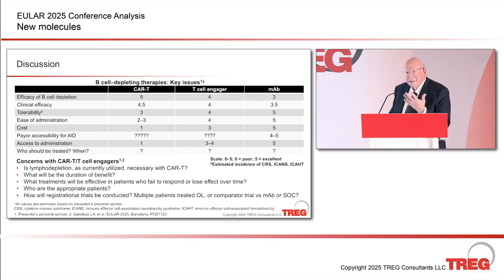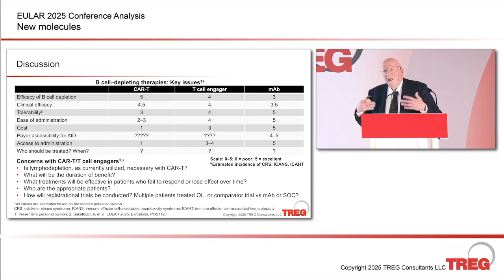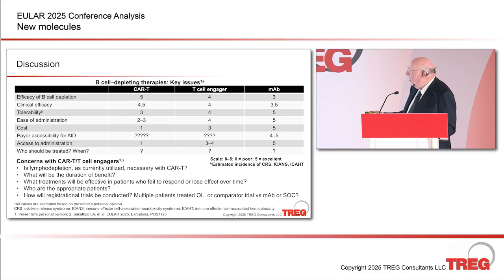Tolerability, to me, that's the CRS, it's the ICANS. CAR-T is a little bit more problematic than a T-cell engager, which is a little bit more problematic than a monoclonal antibody. In terms of ease of administration, how do you have to do apheresis? Is it off the shelf? The whole mechanics. CAR-T is very complicated. The T-cell engager is much less complicated, and monoclonal antibody is not complicated at all.